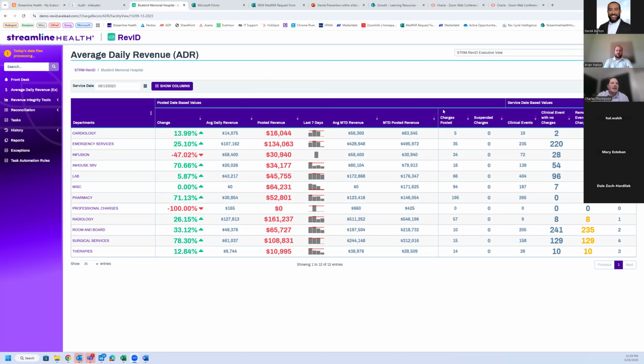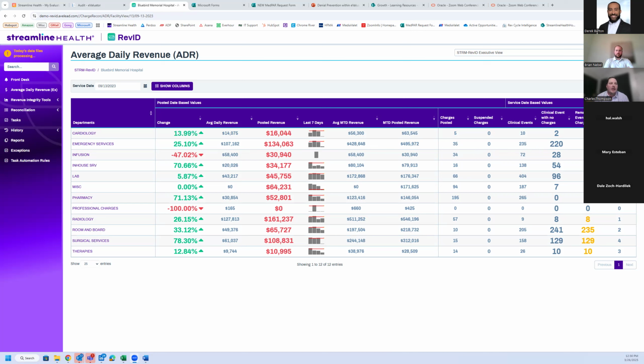On the second half of this dashboard, I want to draw your attention to this remaining event with no charges column. Even in, let's say, emergency services, where I've posted 25% more revenue than I expected for that day, I still have 96 opportunities where I have clinical events that do not have charges associated with them. And so I'm able to easily see on a daily basis how my facility is doing, how each of my departments are doing, and where I can direct my staff.